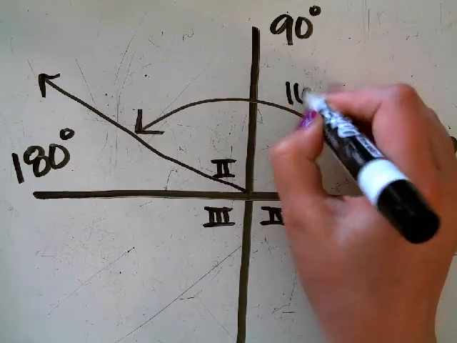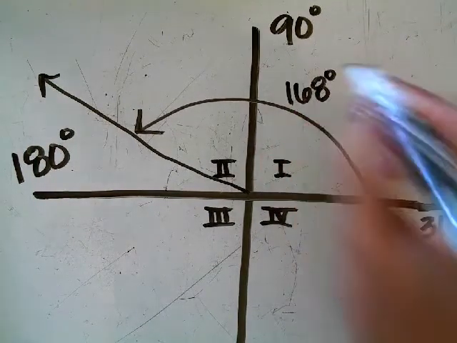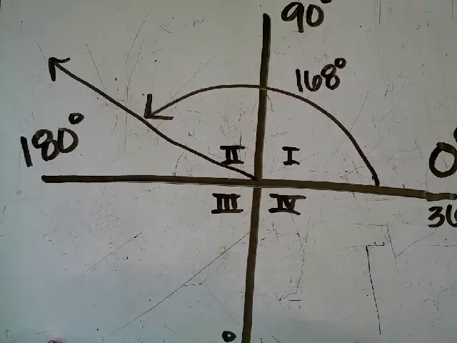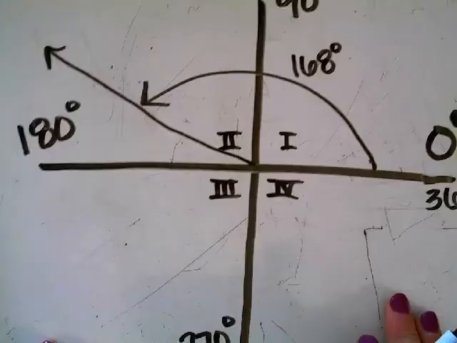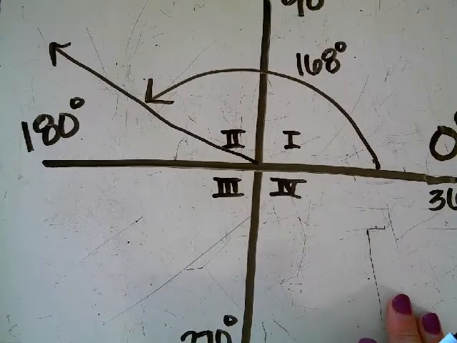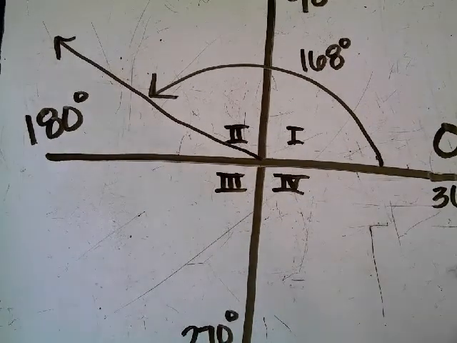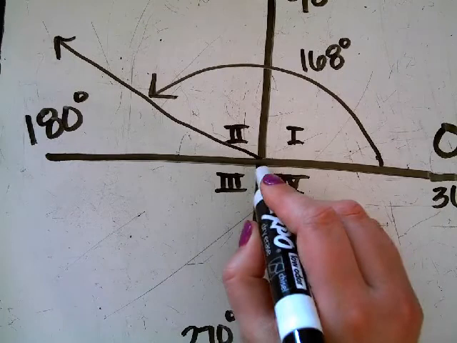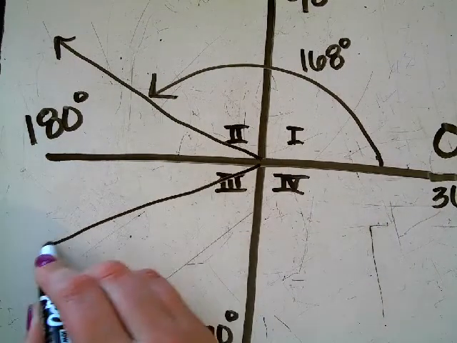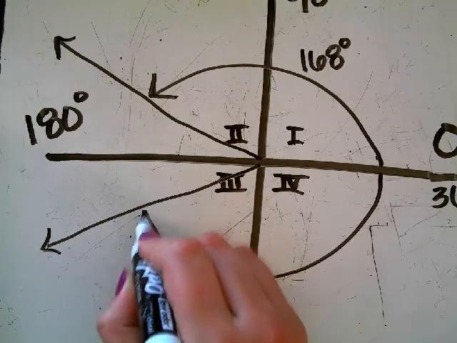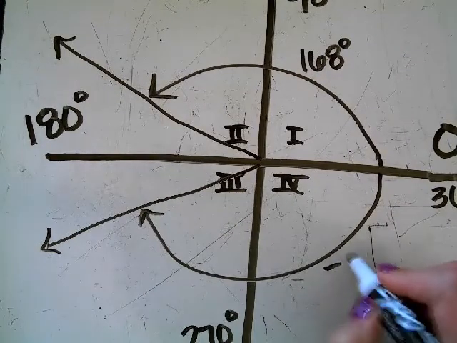Where do you guys think a negative 168 degree angle would be? Quadrant 3. So you can also have a negative 168 degree angle. It would be like the mirror image. It would just be down here, and you would just measure it backwards. And it would be negative 168. We just measure it backwards.